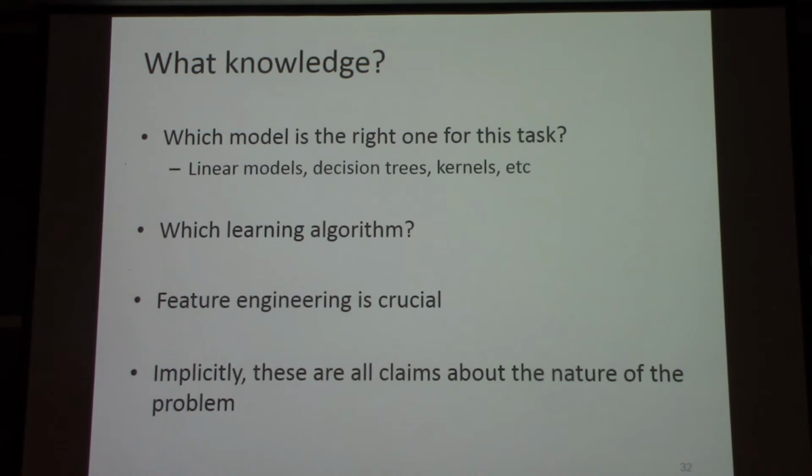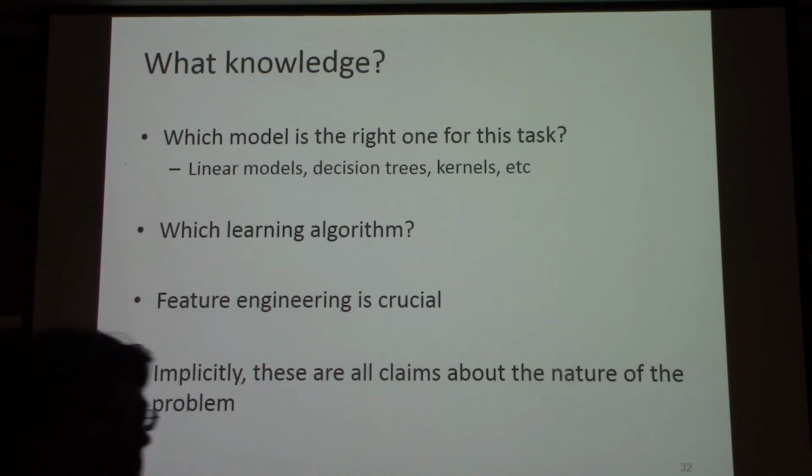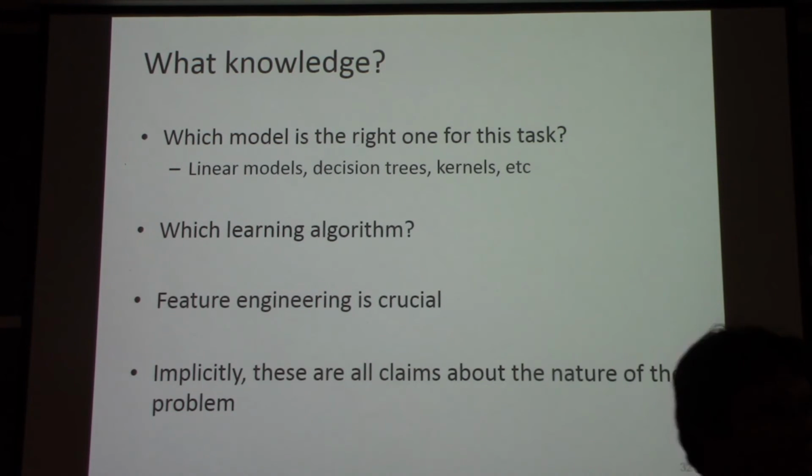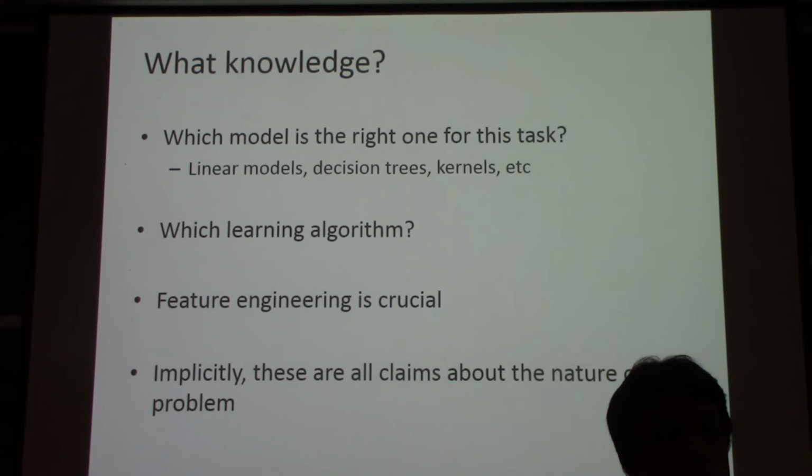Every time we inject this kind of knowledge, really what we are doing is we are making a claim about the nature of the problem. We are claiming, for example, if I'm doing this thing about DNA and Alzheimer's, and I extract a certain set of features, then I'm making a claim that the decision of whether this DNA expresses Alzheimer's or not is completely a function of these features and only these features.